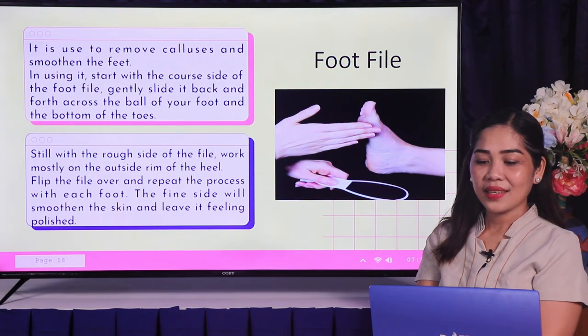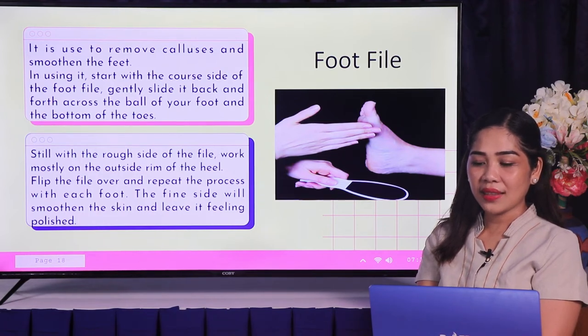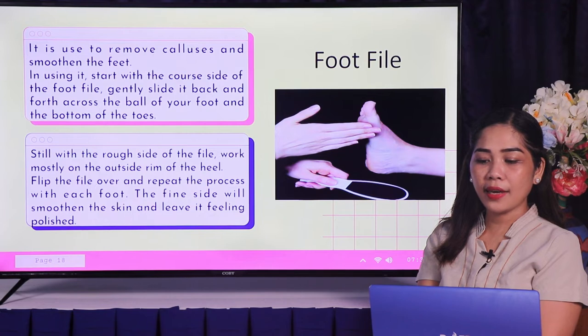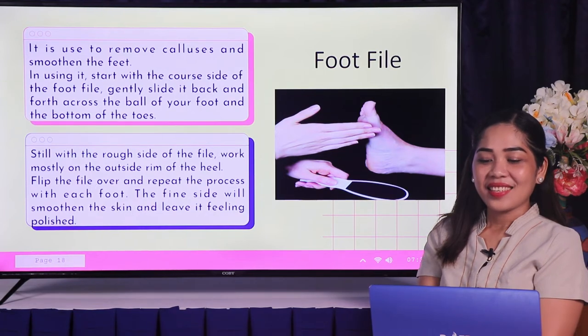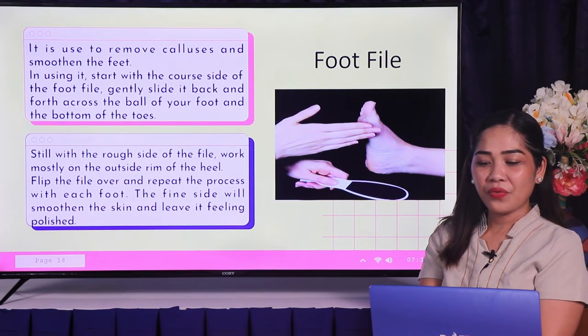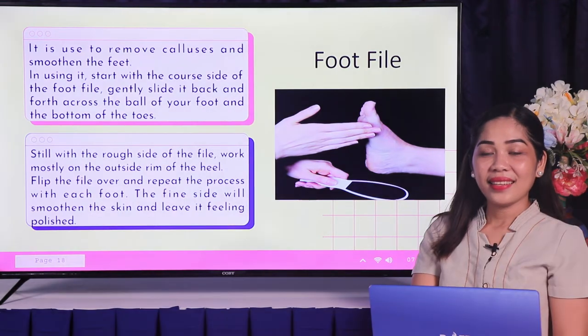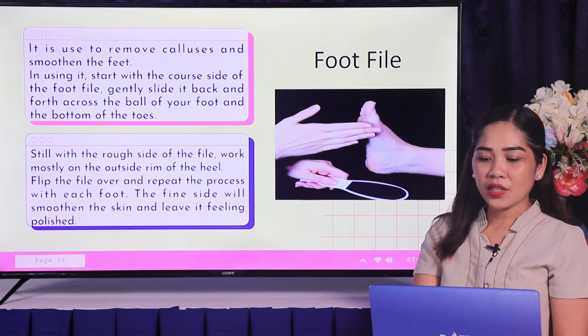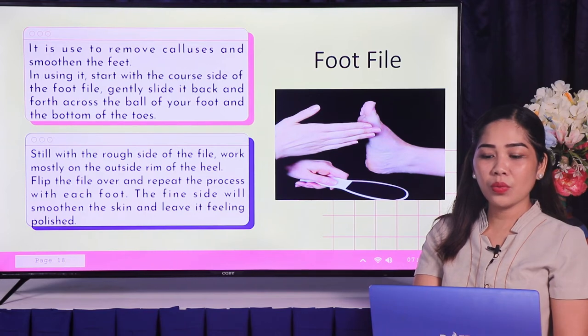When using it, start with the coarse side of the foot file. Gently slide it back and forth across the ball of your foot and the bottom of the toes. Still with the rough side of the file, work mostly on the outside rim of the heel. Then, flip the file over and repeat the process with each foot to achieve smooth and shiny skin.